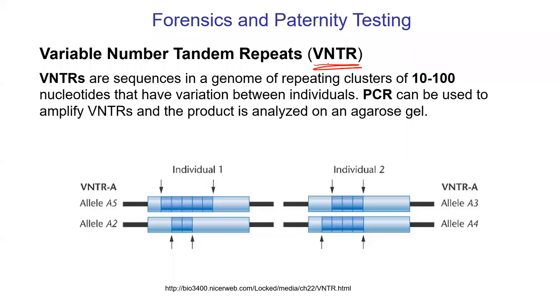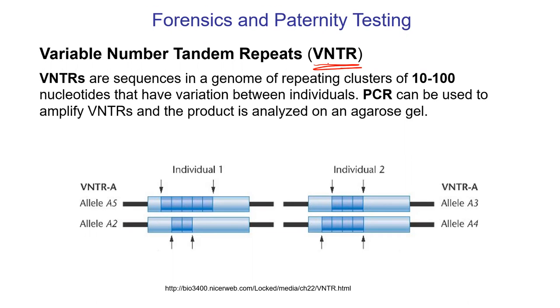So what is a VNTR? VNTR is a variable number tandem repeat. So it turns out there are parts of our genome that we don't think are coding or used for anything. We're not really sure. But we have these repeats. So these are little sequences of nucleotides that are repeated, about 10 to 100 nucleotides. And it turns out that there's a decent amount of variation between individuals in the human population. So some people have multiples of these repeats, some people have more multiples and so on.